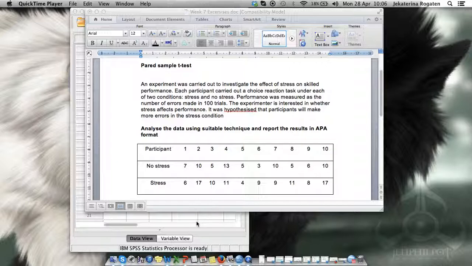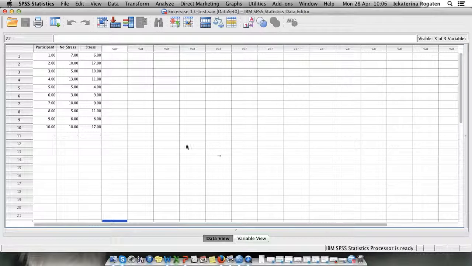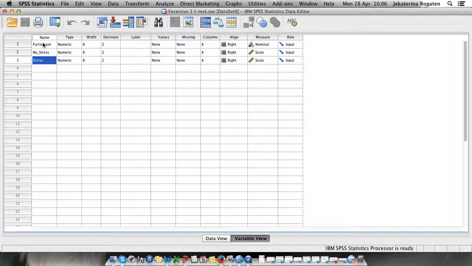So when we enter our data in SPSS, it will look like this. We have our participants, 10 participants, we have their no stress condition, and we have the stress condition. If we look at the variable view, we have participant, no stress on the scale, and stress on the scale as well. Both variables are numeric.